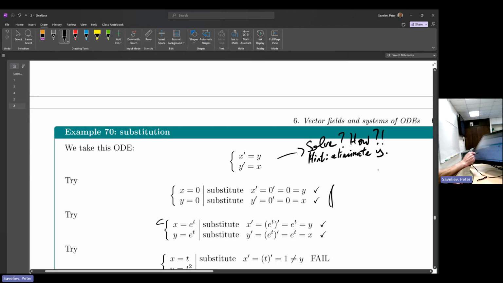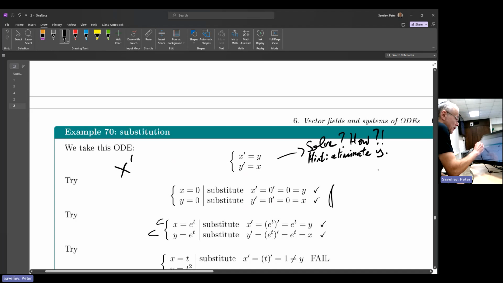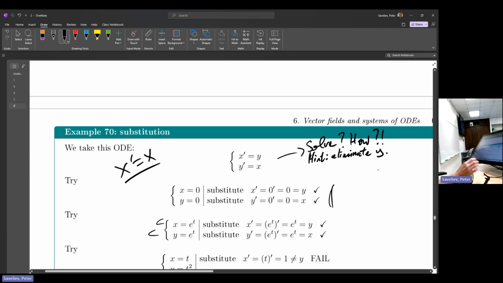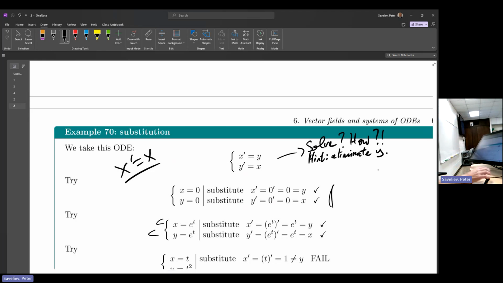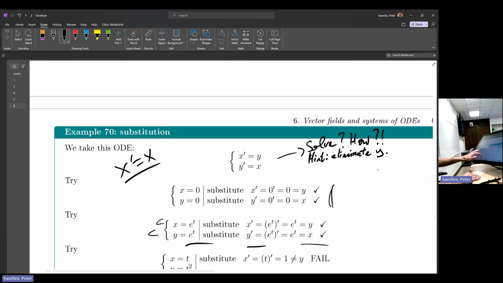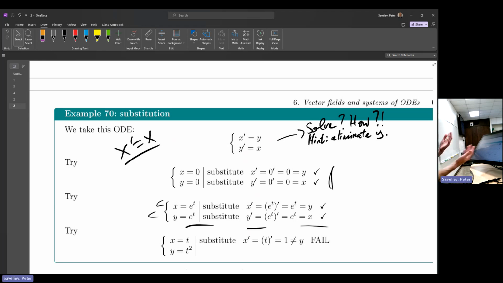I try the exponential function. You have to recognize that there is something exponential about the equation. We have seen this: x prime is equal to x. Remember that one. That one looks a little bit similar, except the x and y are flipped. Maybe it's not exactly the same, but nonetheless, if I try the exponential function, it actually works out. So the exponential function for both x and y is also a solution. But if I try t and t squared, then the derivatives do not match, and that's a fail.